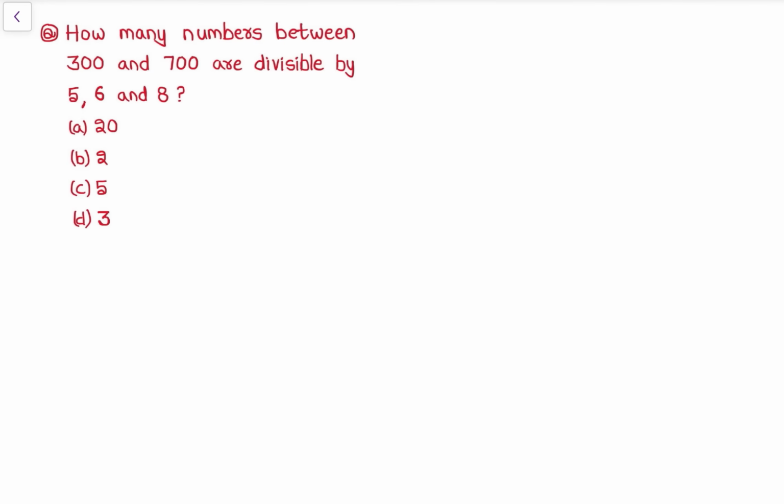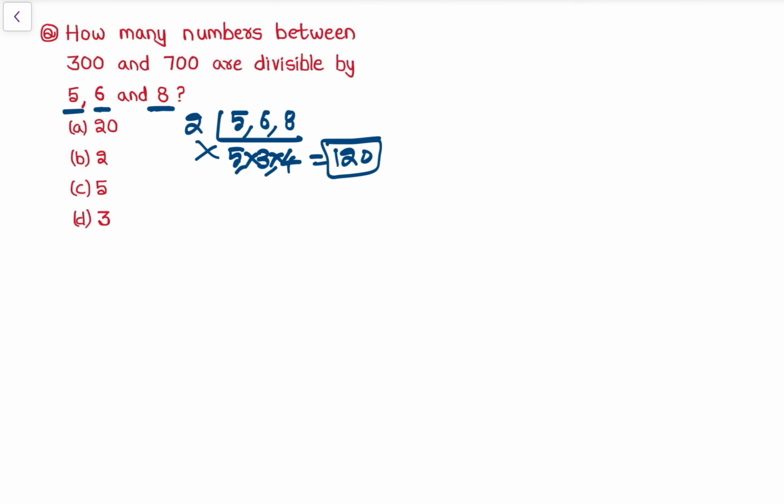How many numbers between 300 and 700 are divisible by 5, 6 and 8? Divisible by 5, 6 and 8 वाला वो है। See, any number divisible by 5, 6 and 8, it means you will take LCM of 5, 6, 8. So that is 5, 2 3s are and 2 4s are. And further, there is no commonality. So 5 into 2 is 10, 10 into 3 is 30, 30 into 4 is 120. So 120 is the LCM of these numbers.